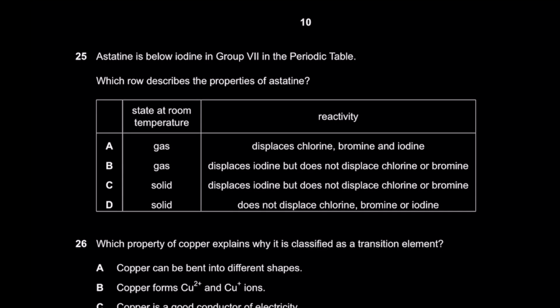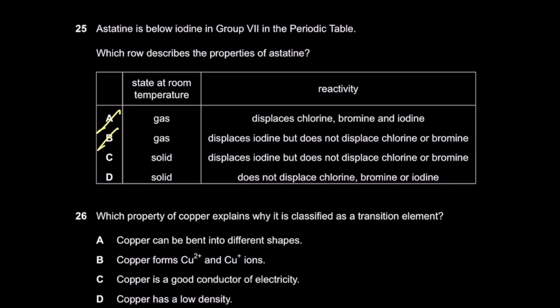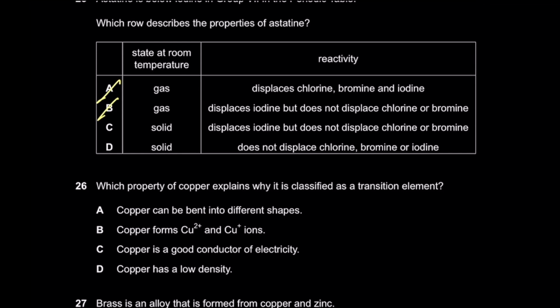Astatine is below iodine in group 7 in the periodic table. Which row describes the properties of astatine? If it's below iodine, it must be a solid, it can't be a gas, because down the group, the state changes from a gaseous state to a solid state. Chlorine and fluorine are gases, bromine is liquid, and then iodine, astatine, and tennessine are solids. So now it says it displaces iodine. Does it? No. Down the group, the reactivity of group 7 decreases, right? So how can it displace iodine? It cannot displace iodine, chlorine or bromine, because it is less reactive than chlorine, bromine, or iodine. Therefore, it cannot displace them.